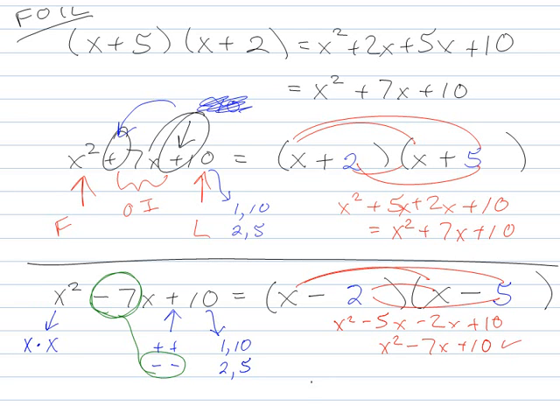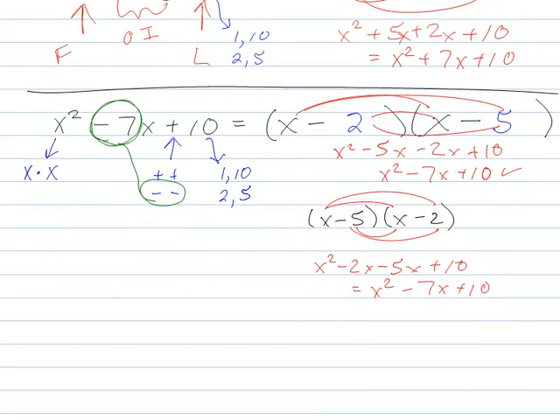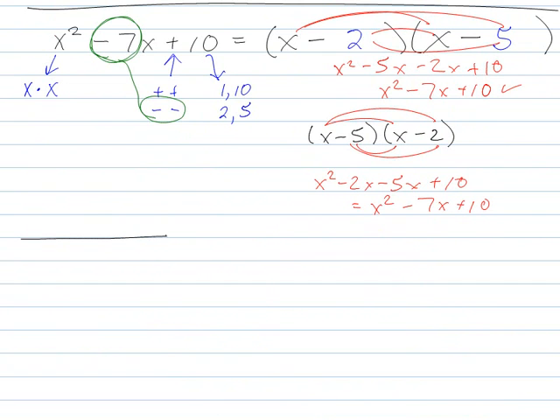Now, just to prove it, let's go ahead and do this. X minus 5 times x minus 2. So let's just make sure we get the same thing in a different order, just in case it's not painfully obvious, and that's okay if it's not. X times x is x squared. F, outer, inner, last. See, we get the exact same thing if we do it in a different order. So we're okay there. As long as the terms are exactly the same, if we do it in a different order, we'll end up okay. Okay? Alright. So let's try another example.